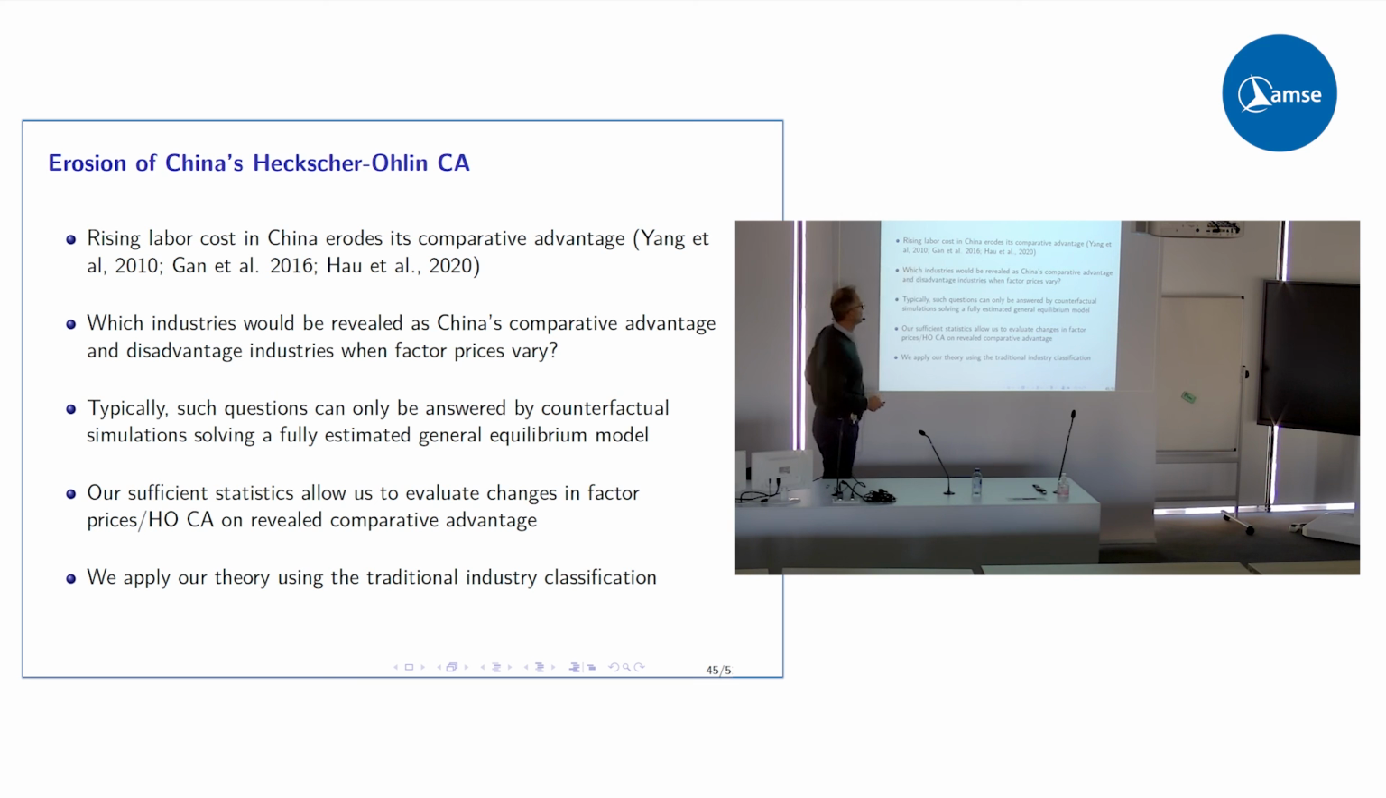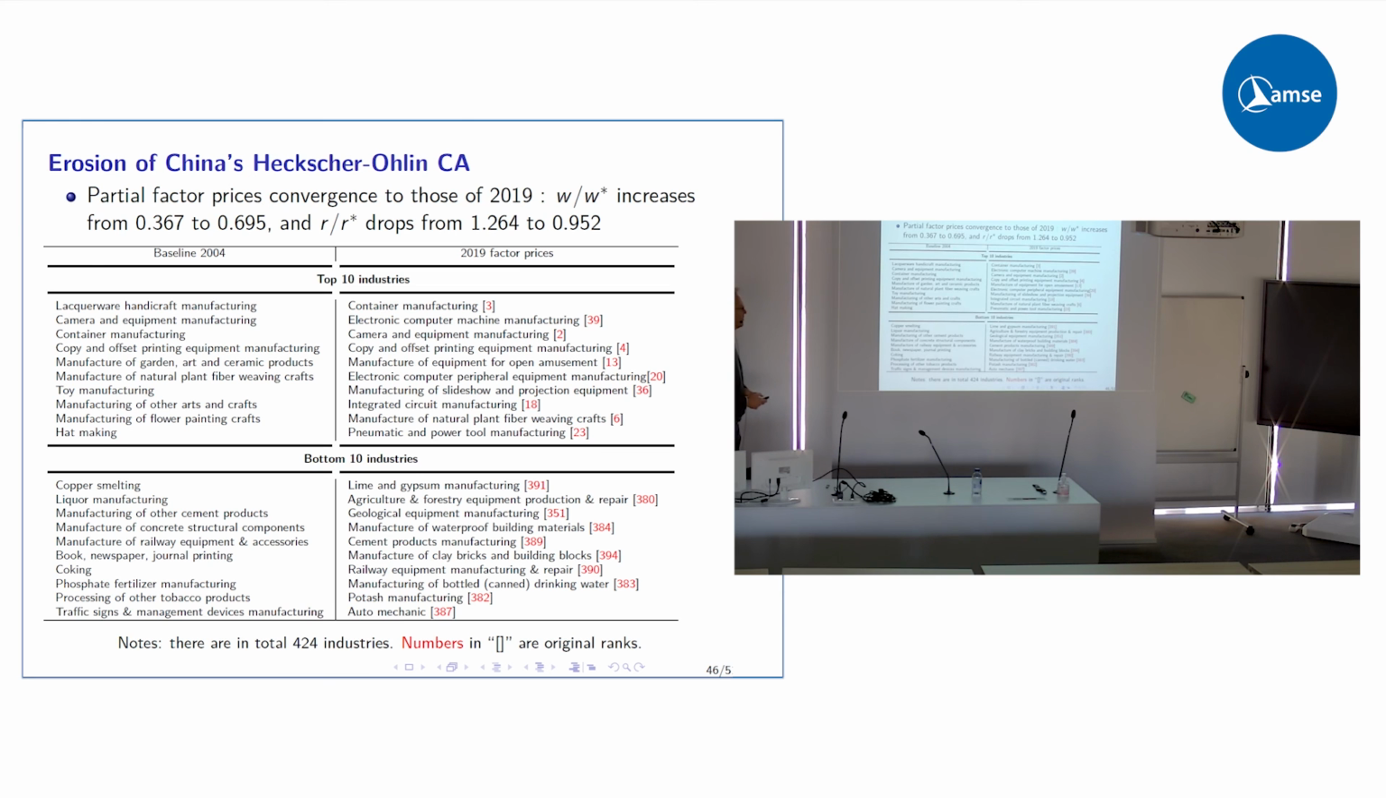There is already a literature on this. Which industries would be revealed as China's comparative advantage in the Ricardian sense, and disadvantaged industries when factor prices evolve? This question can only be answered by counterfactual simulations. You have to solve and fully estimate the general equilibrium models, but with sufficient statistics, you can say something without having to solve everything. And the something is captured in this table and the next picture.